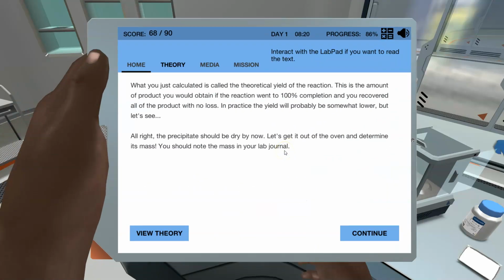What you just calculated is called the theoretical yield of the reaction. This is the amount of product you would obtain if the reaction went to 100% completion and you recovered all of the product with no loss. In practice, the yield will probably be somewhat lower, but let's see. Alright, the precipitate should be dry by now. Let's get it out of the oven and determine its mass. You should note the mass in your lab journal.